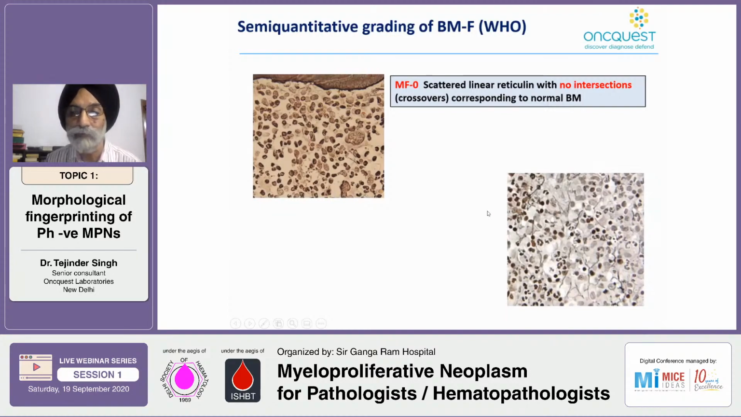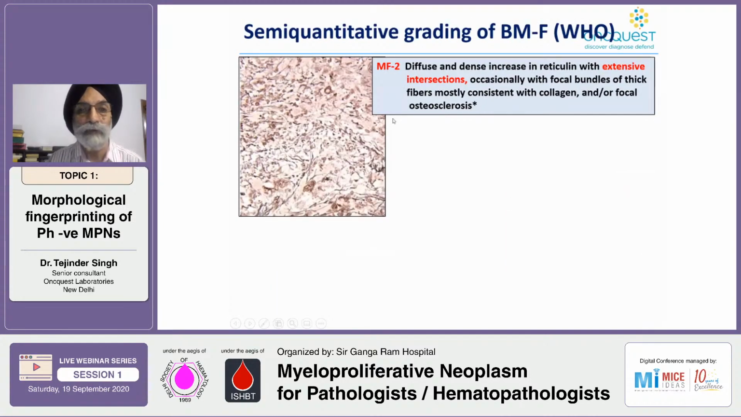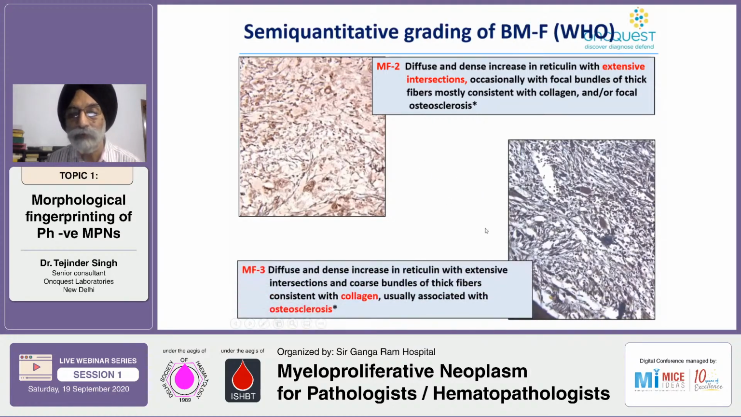And then we have MF1, where we find that there are many small intersections of the thin fibrils of the reticulin. And then we have MF2, where we find that there are extensive intersections of these fibrils of the reticulin. And finally, we have MF3, where we find that there are dense, thick fibrils. Not only that, there are multiple extensive intersections. And then finally, these reticulin fibrils go on to collagen fibrosis, and sometimes it may even go on to osteosclerosis.